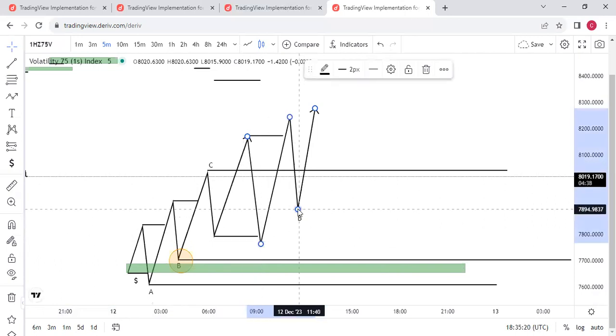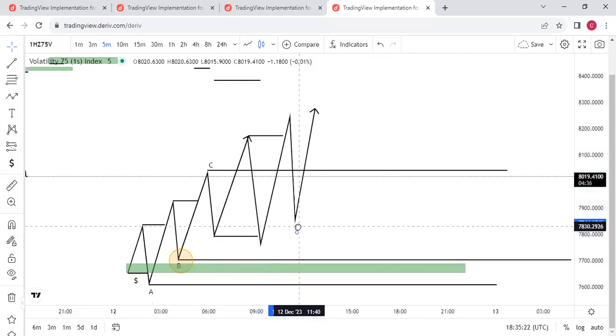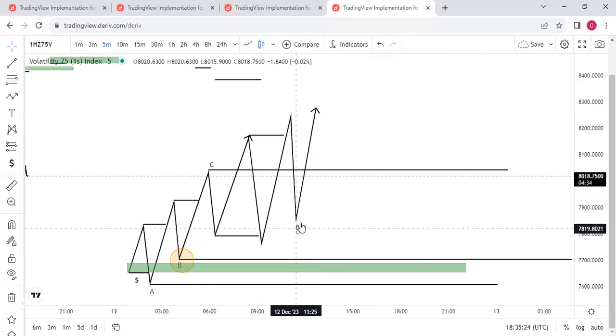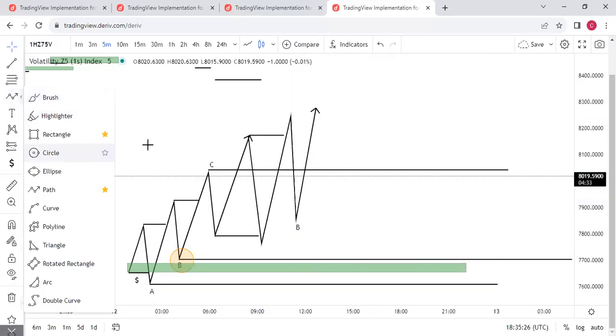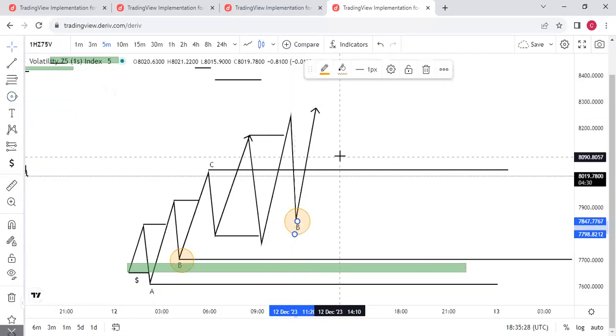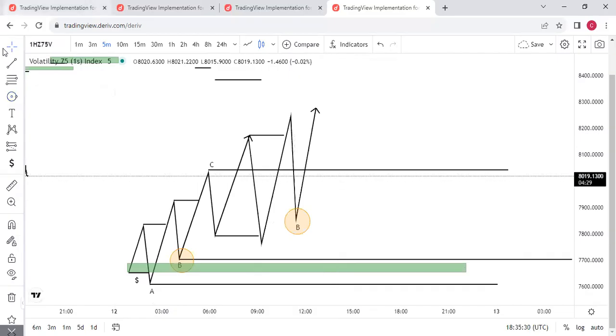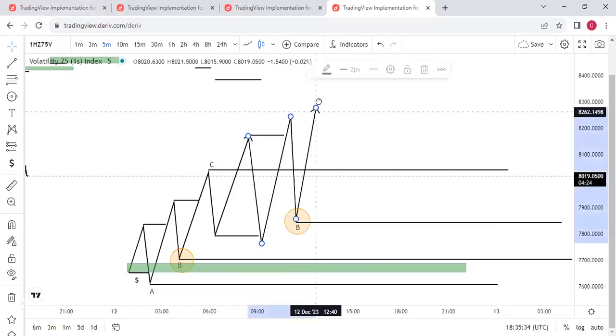Price shifts liquidity here. Then price gives you a B here. You know that this B is now your new enemy. So what will you wait for? You wait for this B to be taken out. That is the rule. B must always be taken out. Always.